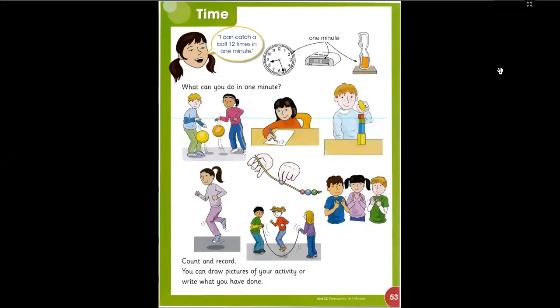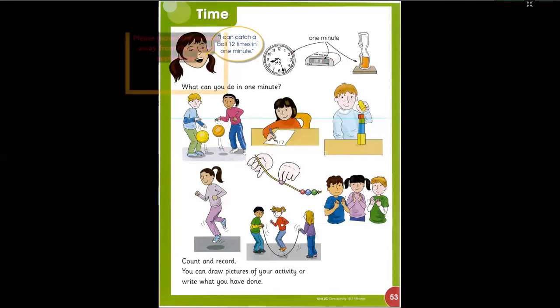Coming back to the book, let's see what the book is saying. I know we have done this topic before. It is just a revision. So let's solve the question from the book. I can catch a ball 12 times in 1 minute. So you have to tell what you can do in 1 minute. Look, here it is 1 minute.